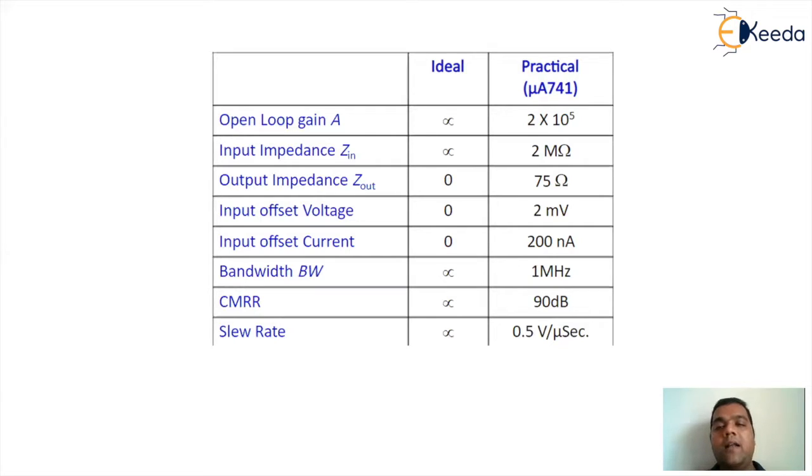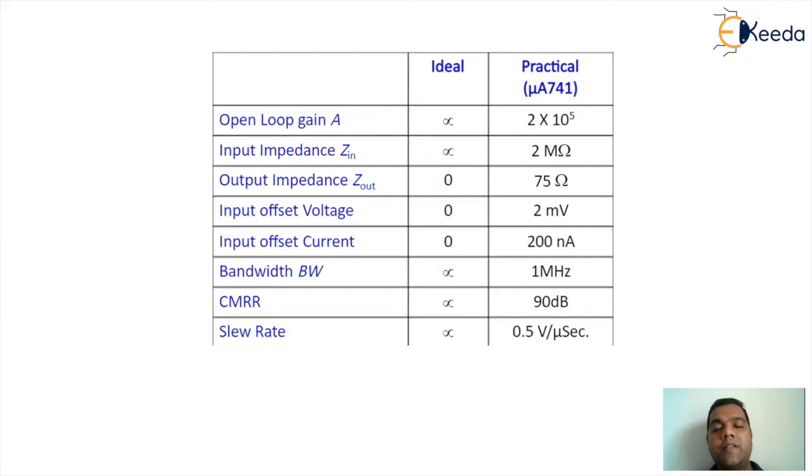Under ideal behavior, we expect the output to be 0, but the practical output will be non-zero due to the impact of noise. That is the reason there is some gain called common mode gain. So the ratio of differential gain to common mode gain is defined as CMRR. The ideal expected value is infinity, but the practical value will be around 90 decibel.